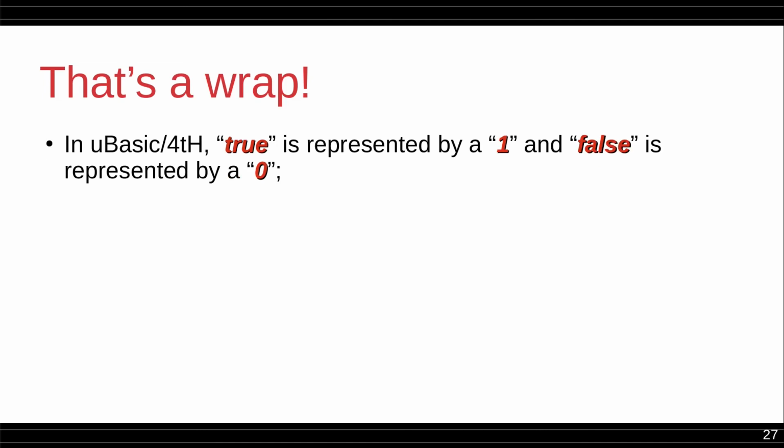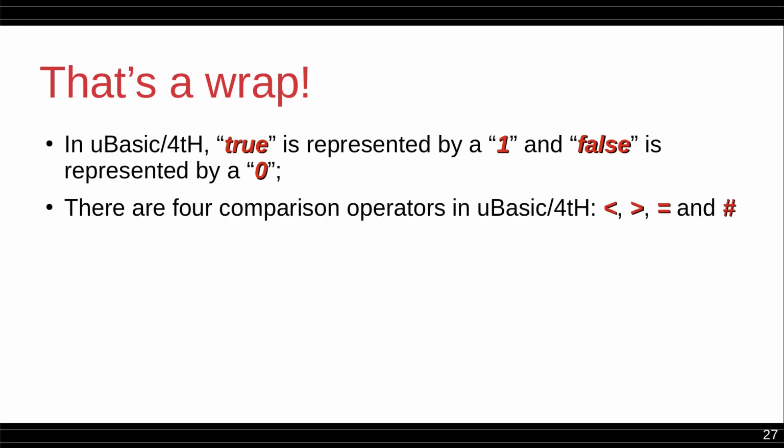And that's a wrap. So, what have we learned today? First, in uBasic 4, when an expression renders true, that's represented by a 1. If it's false, it's 0. Second, we learned about uBasic 4 comparison operators: less than, greater than, equals, does not equal.